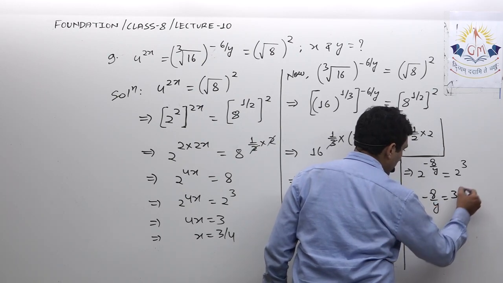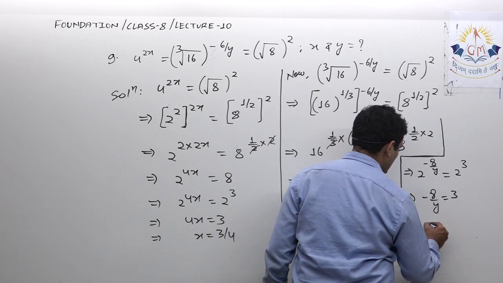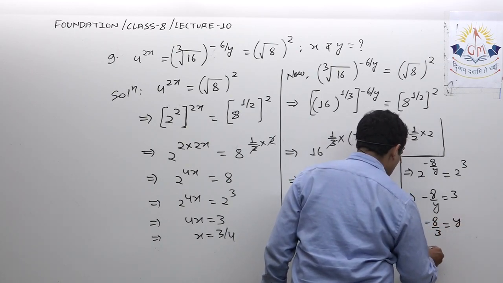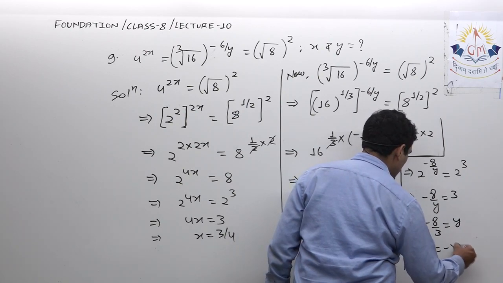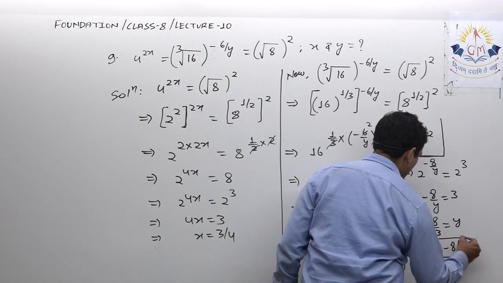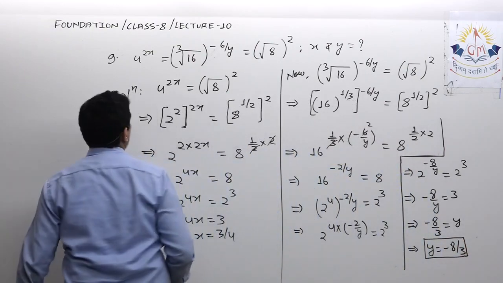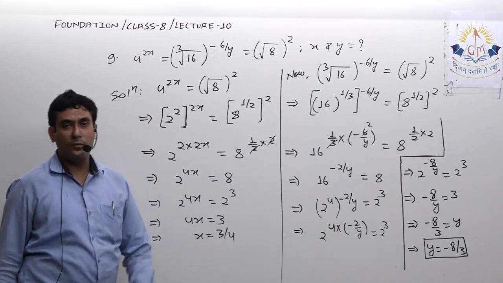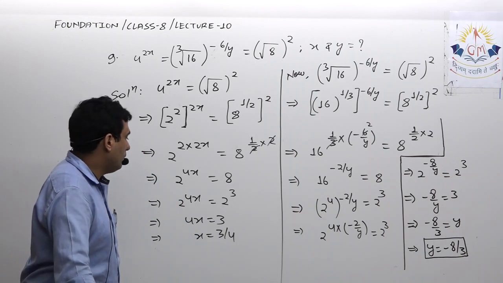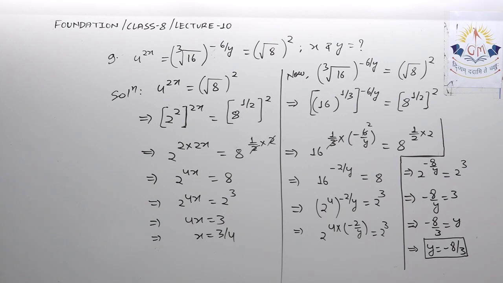Now I need y, so I will take y on that side and 8 on this side. So this will become minus 8 by 3 is equal to y, or ultimately y is equal to minus 8 upon 3. So this is the value of y. So here they simply ask to get the value of x and y. They might ask to find the value of x plus y, or x minus y, or x into y, and so on. So please note it down, then we'll see the next question.